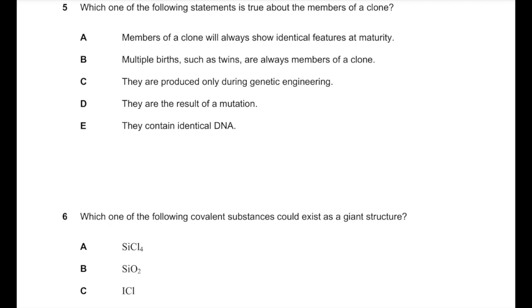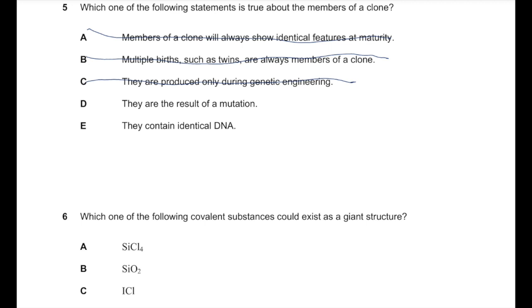Statement B. Multiple births, such as twins, are always members of a clone. This is false. This is because twins can be non-identical. They could have come from 2 different eggs and 2 different sperm. So B is incorrect. C. They are produced only during genetic engineering. This is also false because some twins are identical and this occurs naturally. So C is incorrect.